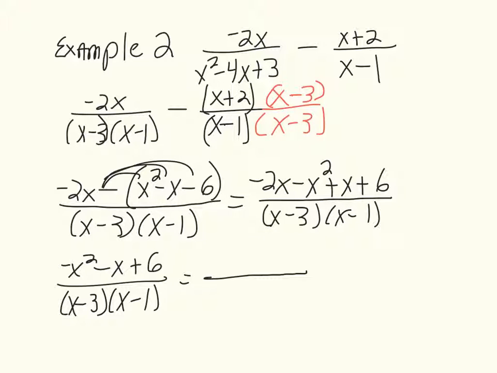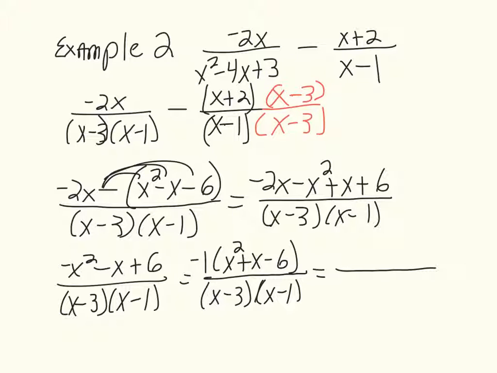Now try factoring your numerator. The first thing I'm going to do is remove a negative 1 so that my lead term has a positive coefficient. That leaves me with x squared plus x minus 6 over x minus 3 times x minus 1. Using your squares and diamonds, this is going to factor into x minus 2 times x plus 3 over x minus 3.